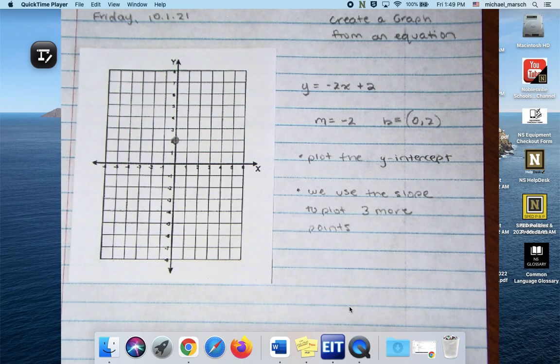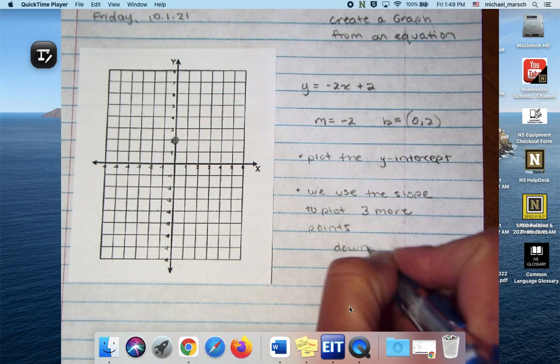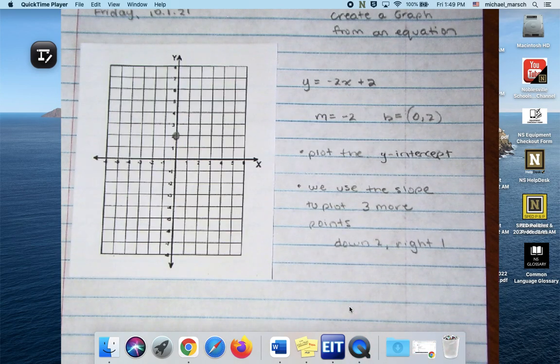So since our slope is -2, that tells us we're going to go down 2, right 1. Because our slope is -2. So that's our fall, down 2 over 1, down 2 over 1, right? Because that's just the way slope works. We just don't write -2 over 1. I mean, you can if you want to as an improper fraction, right?